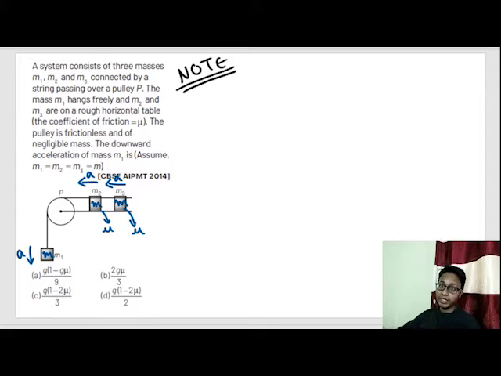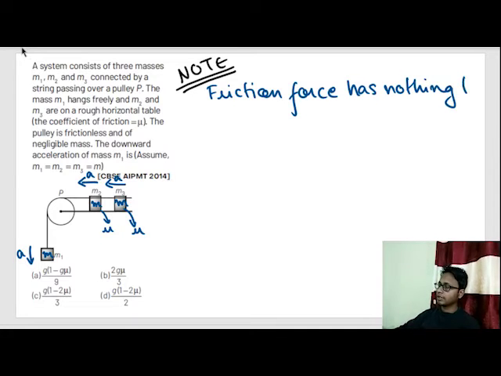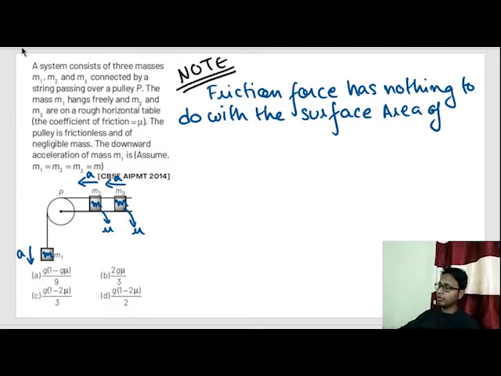Friction force is independent of surface area and dependent on mu s and normal force. That means friction force has nothing to do with the surface area of contact. Friction force is only dependent on mu s, which is a property of the type of surfaces they are interacting with, and normal reaction force.